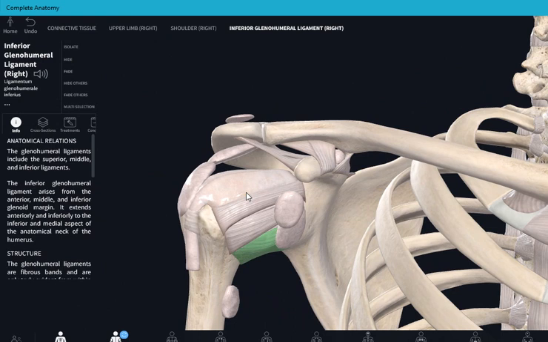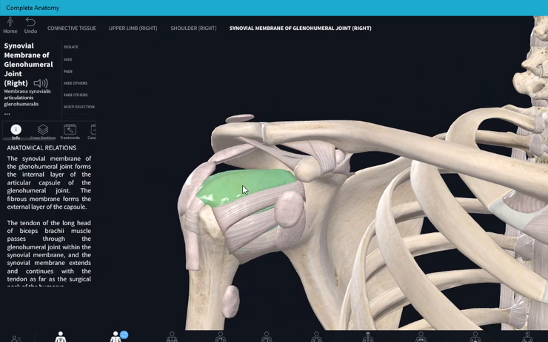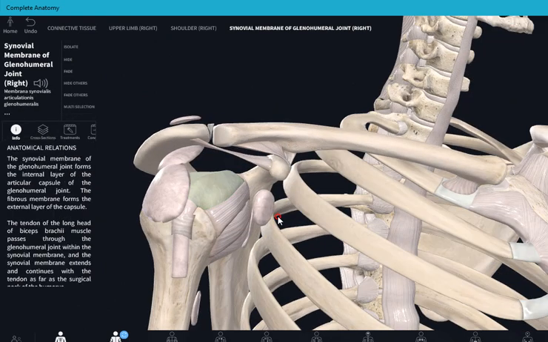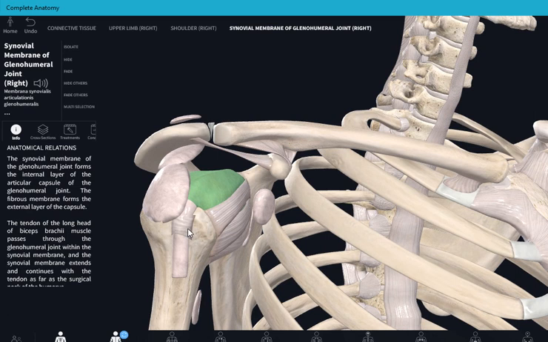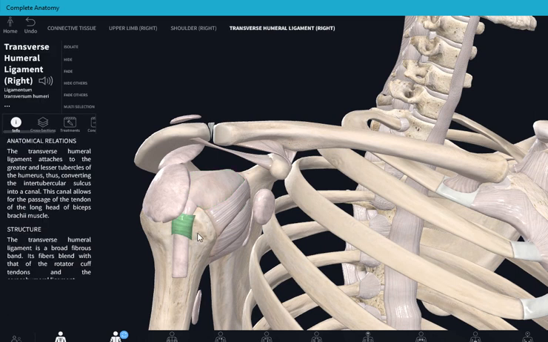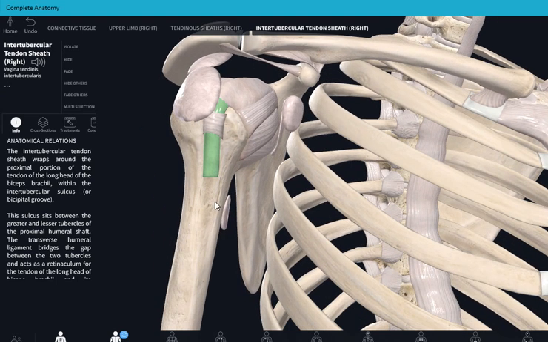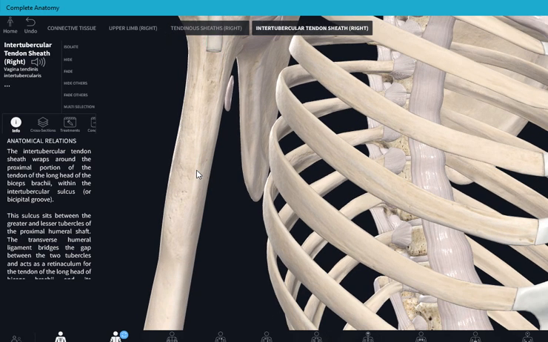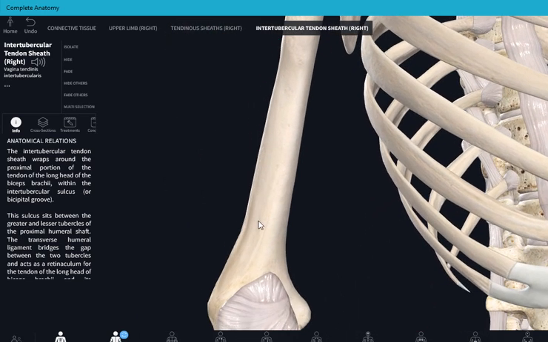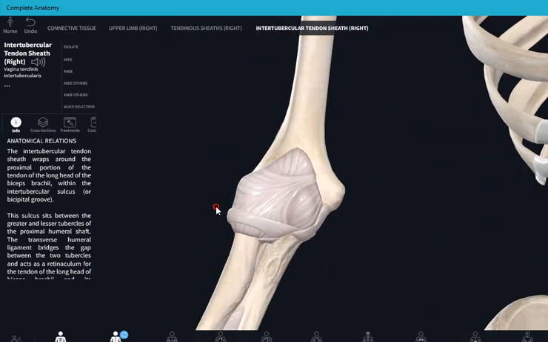So now all around here you have the capsule, with the synovial membrane, of the glenohumeral joint. Now this one here is the transverse humeral ligament, which is holding up the tendon. You have the tendon of the biceps, which passes in the intertubercular groove. So you are supposed to have a sheath here with synovial fluid, which makes sure that there is no friction with the bone.